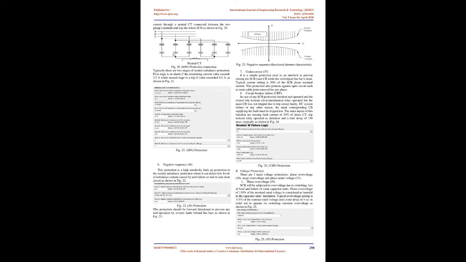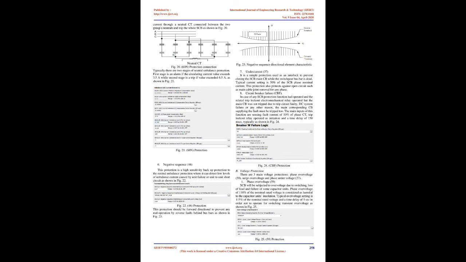In case any SCB protection function has operated and the related trip lockout electromechanical relay operated, but the main CB was not tripped due to a faulty trip circuit, DC system failure or any other reason, the main corresponding CB supplying the fault must be tripped too. The main inputs of this function are sensing fault current of 10% of phase CT, and trip lockout relay operated as initiation, with a time delay of 150 ms typically, as shown in Fig 24.